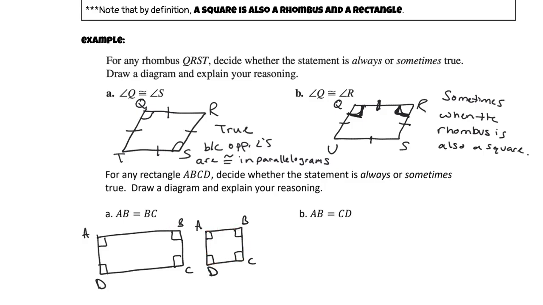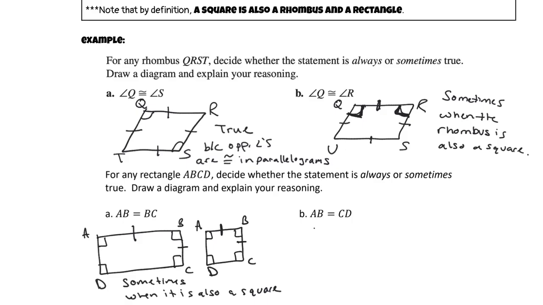Remember, if you actually look at the definition, it says a parallelogram where it has four right angles. So technically, the square is a rectangle, okay? So you have to think about that. It's not always drawn the traditional way. So is it sometimes or always true that AB is going to be the same length as BC? Well, it's only going to happen when that rectangle is also a square. So we're going to say sometimes, when it is also a square.